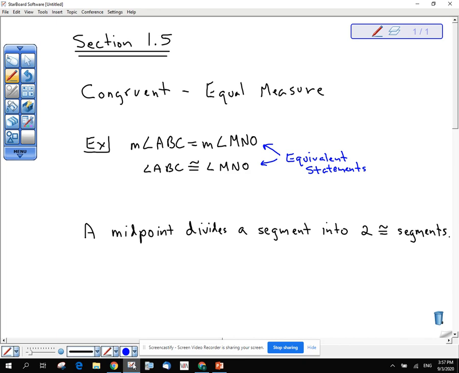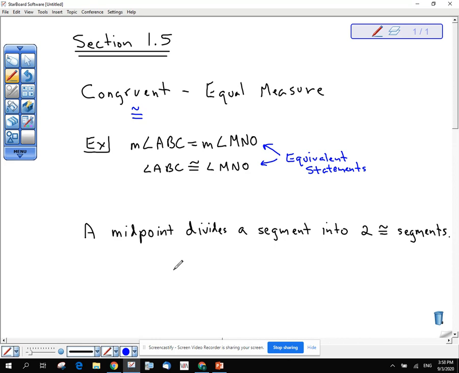Geometry section 1.5. Just a little bit of notes here. We want you to know that the word congruent means equal measure. We have a symbol for this. It just looks like the equal sign with a little squiggle up above it. I believe that is called a tilde. So we have a symbol for that.